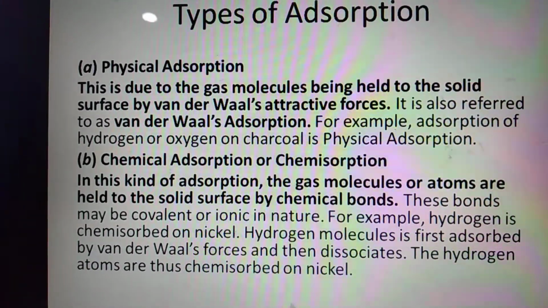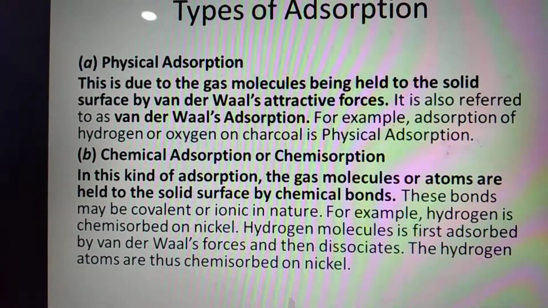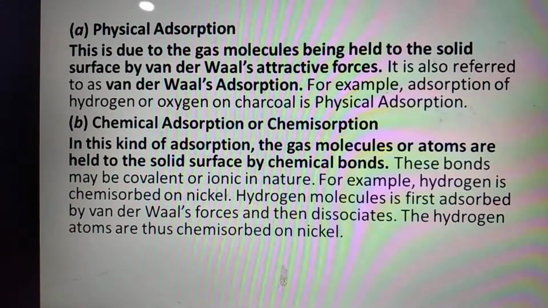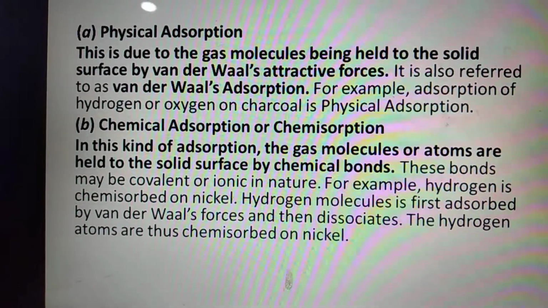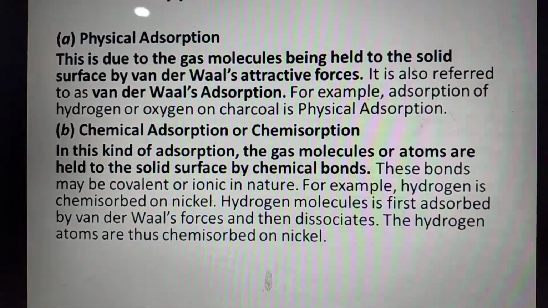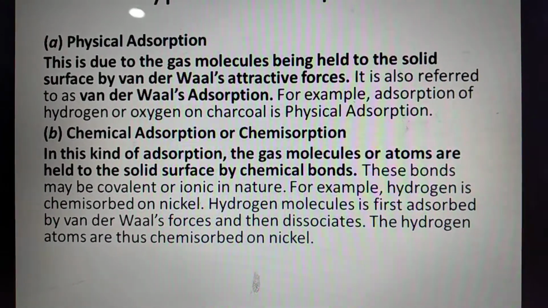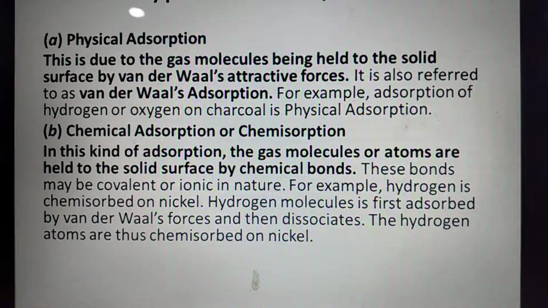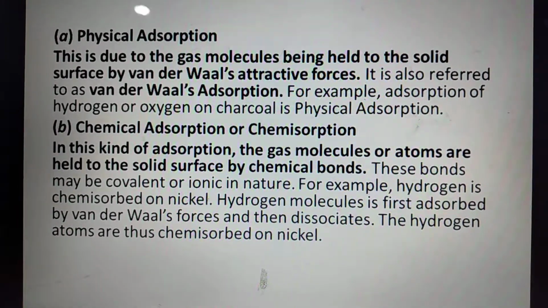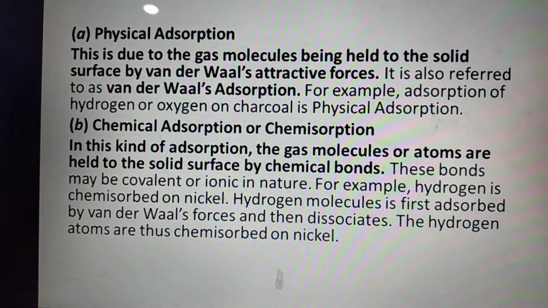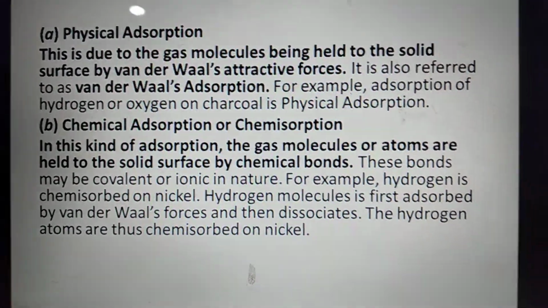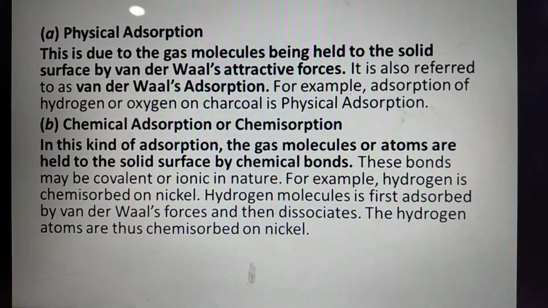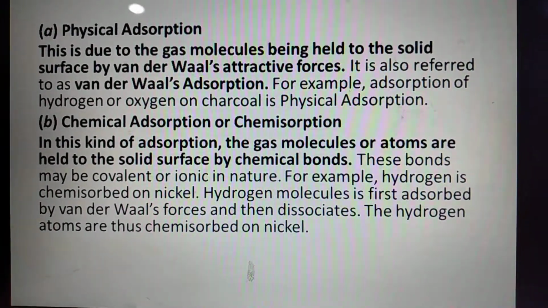Types of adsorption: there are two types. One is physical adsorption and number two is chemical adsorption. Physical adsorption is due to gas molecules being held to the solid surface by van der Waals attractive forces. It is also referred to as van der Waals adsorption. For example, the adsorption of hydrogen or oxygen on charcoal is physical adsorption. In chemical adsorption, the gas molecules or atoms are held to the solid surface by chemical bonds. These bonds may be covalent or ionic in nature.